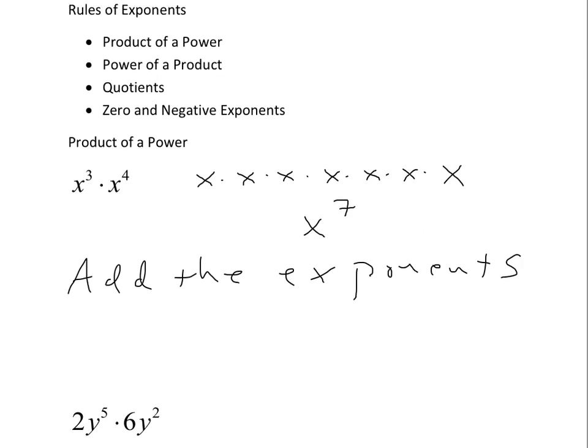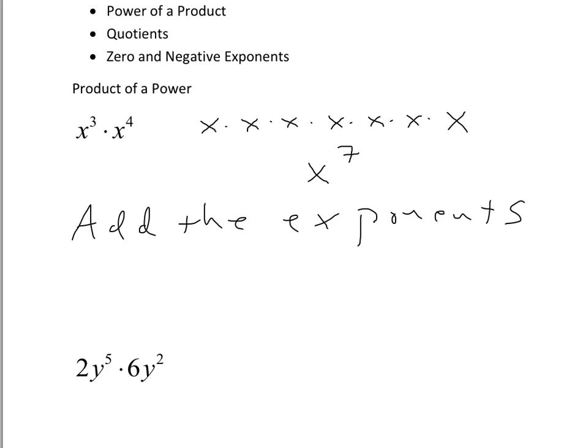So let's try another quick example. If we had y to the fifth times y to the seventh, you would keep the base the same, y, and you would add 5 plus 7 to be y to the 12th.